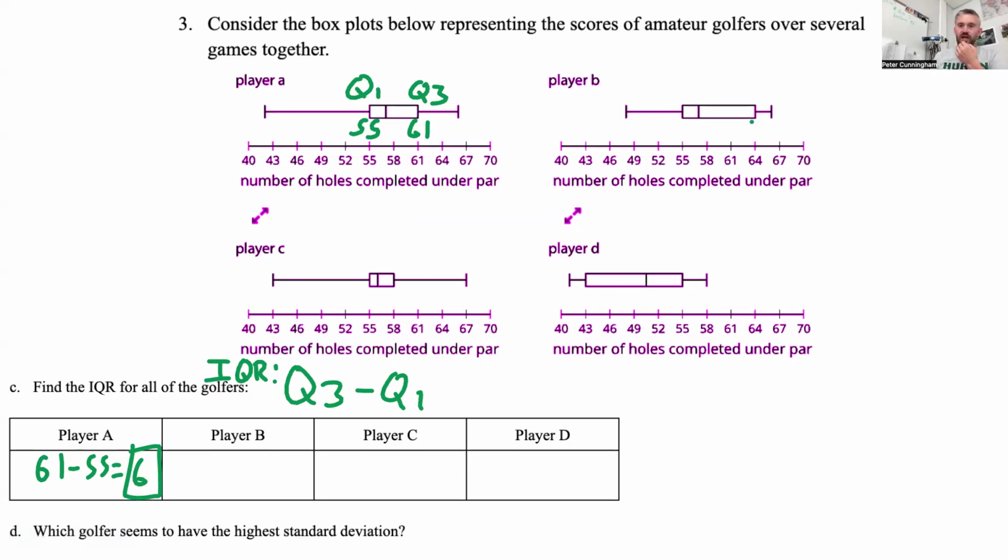Player B, I have 64 minus, again, 55. So player B has an IQR of 11. Player C, we've got 58 minus 55, which is 3. Player D, which is 55 minus 43.